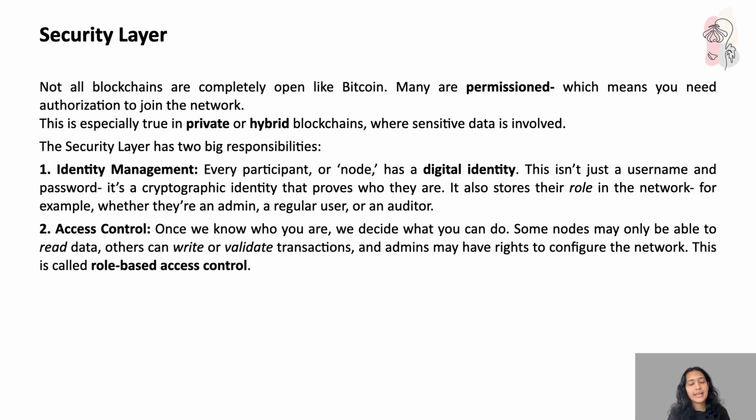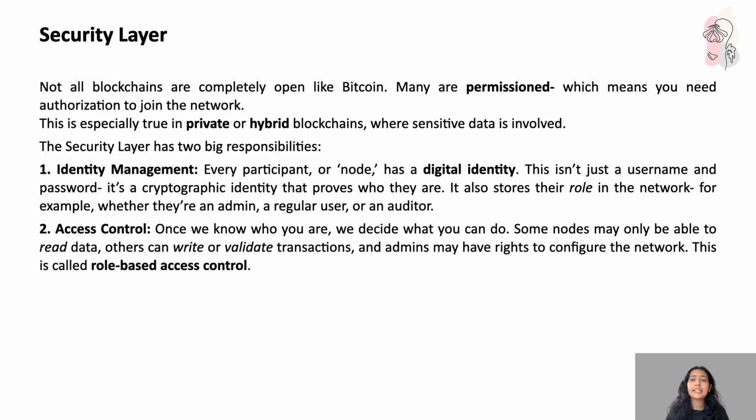Let's come to the next layer, the security layer. Now that we've seen the application layer, the front door, let's look at the security system that guards it. Not all blockchains are completely open, like Bitcoin. Many are actually permissioned, which means you need authorization to join the network. And this is in most cases the private or the hybrid blockchains, when sensitive data is involved.